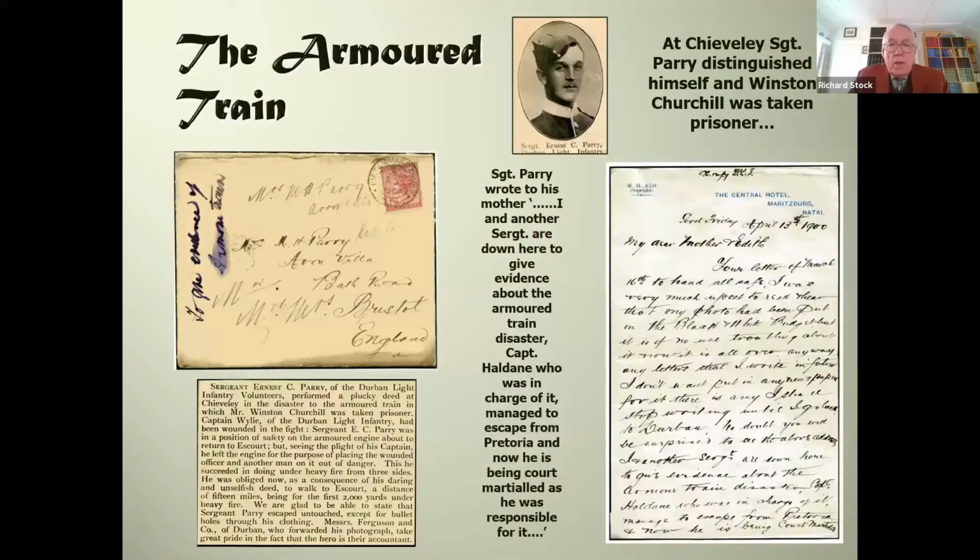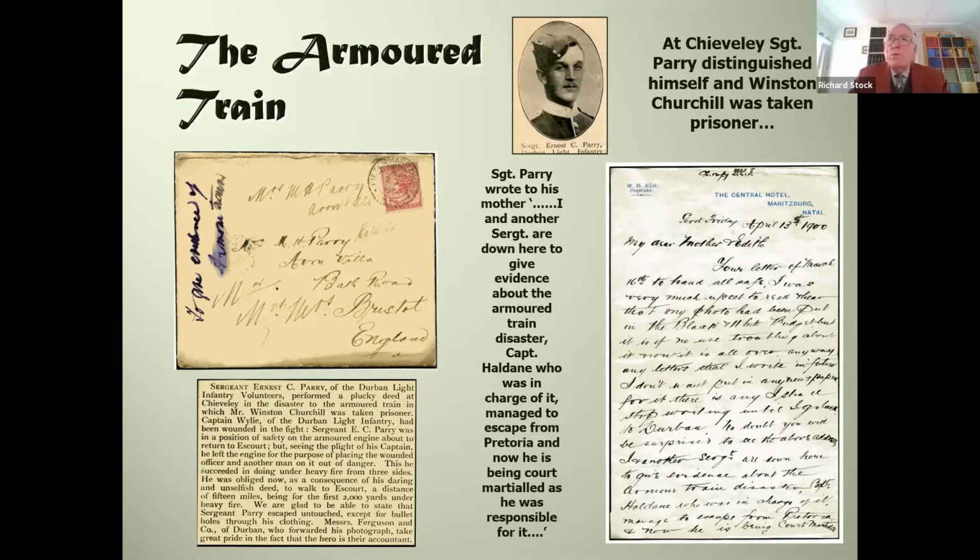Sometimes it's a good idea also to use a very ordinary cover with a letter that's very interesting. Again, this is another example that Sergeant Parry is writing to his mother saying why he's been called to give evidence at the Board of Inquiry or the court-martial. And this slide is constructed with just the short title, The Armoured Train at Cheveley.